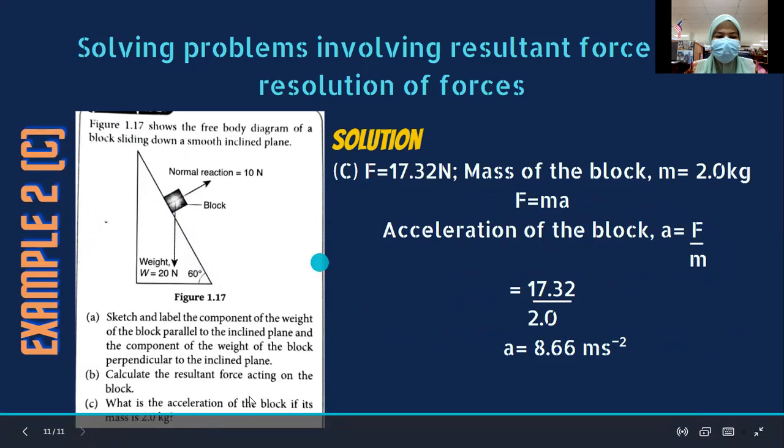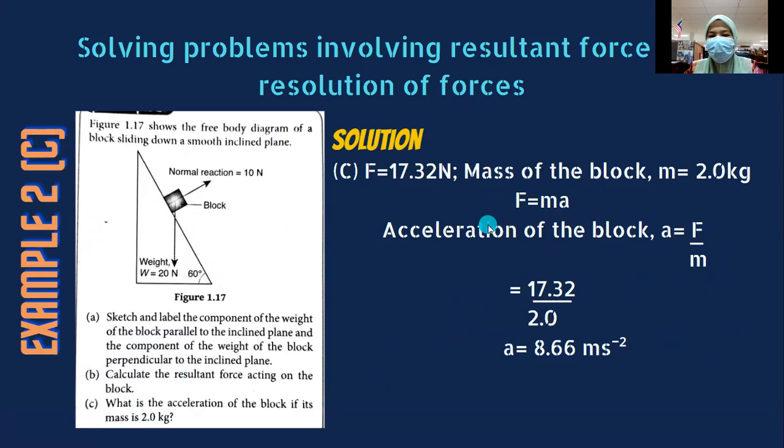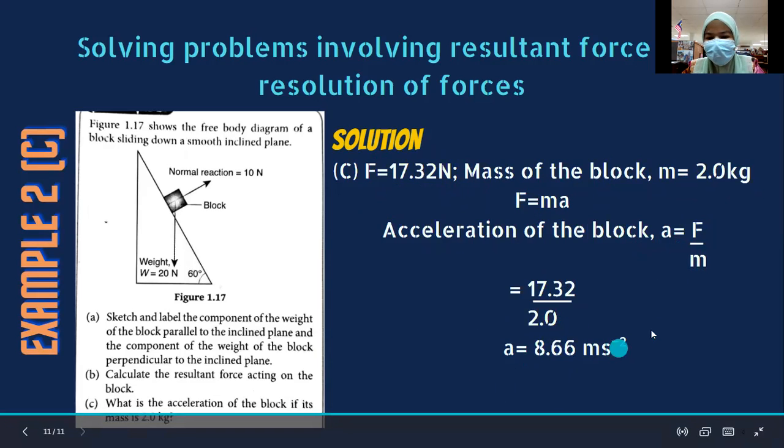And the last one is C. What is the acceleration of the block if the mass is 2 kg? So you find the resultant force of the horizontal component is equal to 17.32 Newton. Mass of the block is equal to 2 kg. Acceleration of the block is given by Newton's second law of motion, a is equal to F over m. Then you substitute into the formula: 17.32 divided by 2.0 and the answer is 8.66 meter per second square.